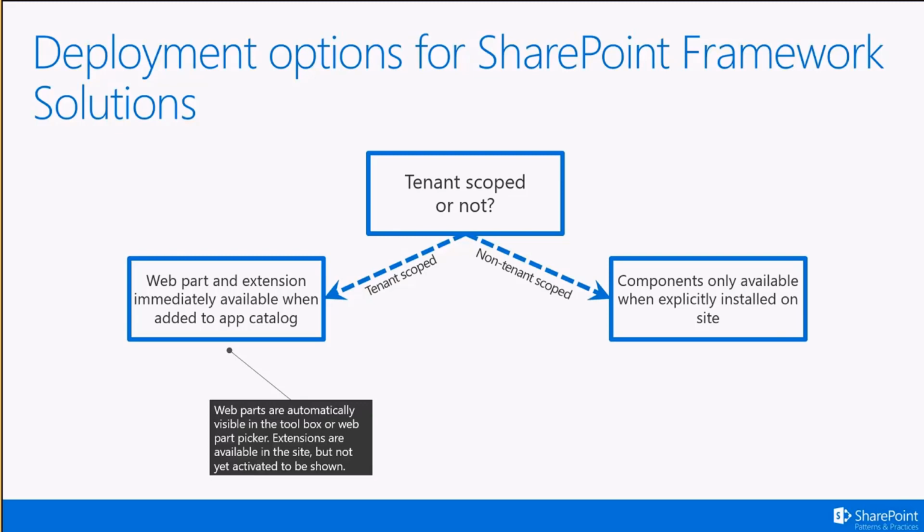But if you do have the tenant scoped option enabled, then the web part will be automatically available within all of the sites and all of the pages within your tenant, as long as the web part solution has been deployed in the app catalog. Hopefully that made sense. Did it?